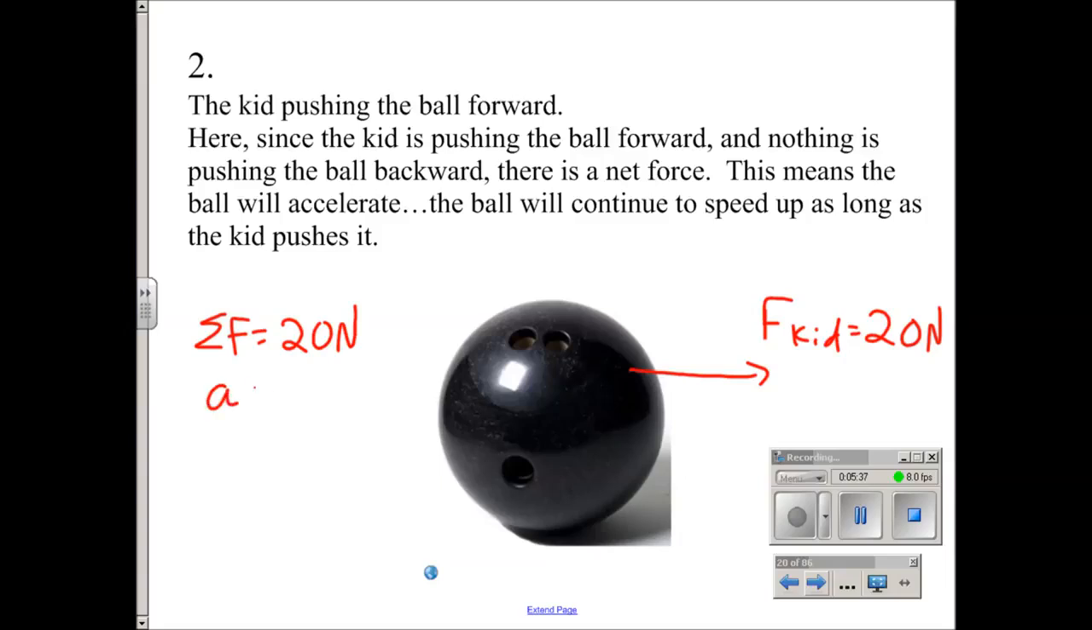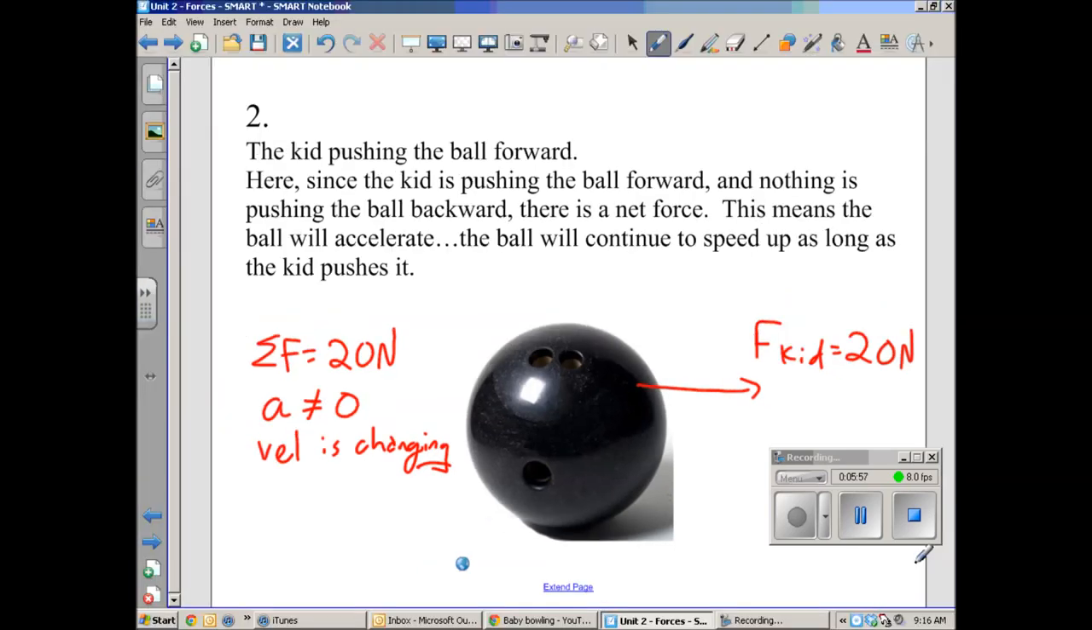So that means that because our net force is not zero, our acceleration is not zero, and the velocity is going to change, right? So the velocity is going to change from zero up to, you know, however fast the kid pushes the ball at.